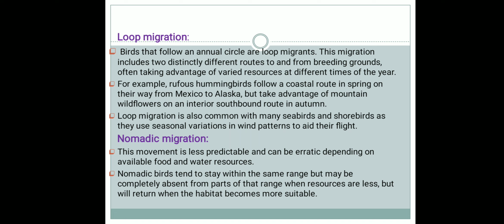Ninth, nomadic migration. This movement is less predictable and can be erratic depending on available food and water resources. Nomadic birds tend to stay within the same range but may be completely absent from parts of that range when resources are less, but will return when the habitat becomes more suitable.